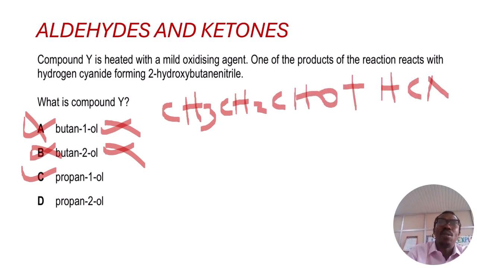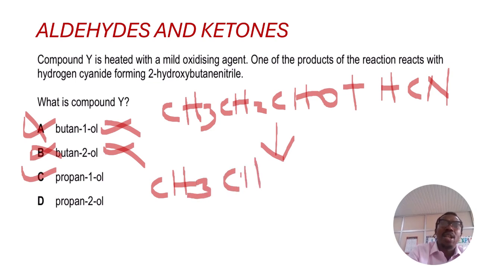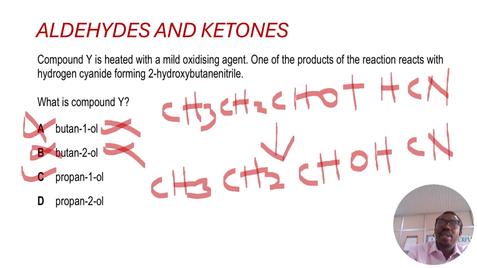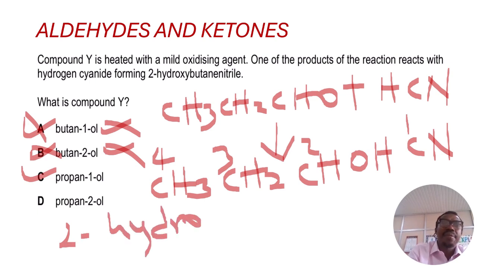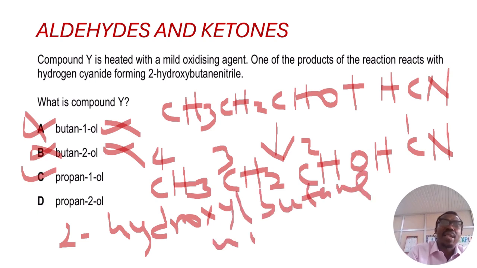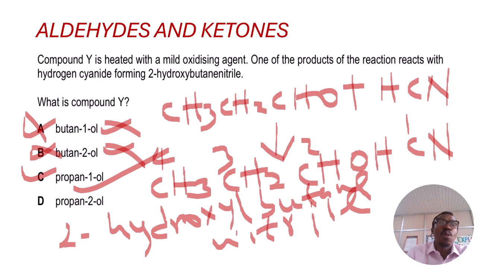hydrogen cyanide, which is undergoing nucleophilic addition. So you are going to get CH3CH2CH(OH)CN. So 1, 2, 3, 4, which is 2-hydroxybutane nitrile. So the correct answer to this question is C. So compound Y is C.